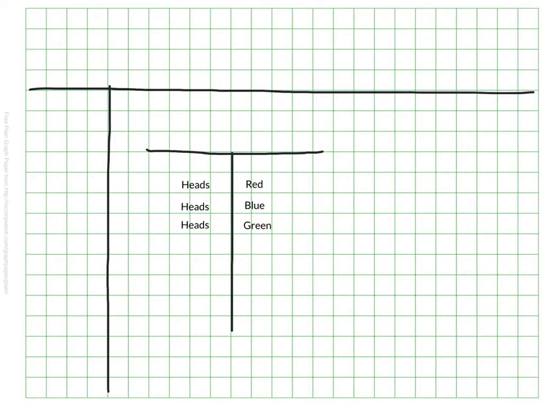Now I have to think of what would happen if I had gotten tails. So again, I'm going to put tails on one side. And one possible outcome with that tails is that I then spin a red, but of course I could also get green or blue, so I need to write those options as well.